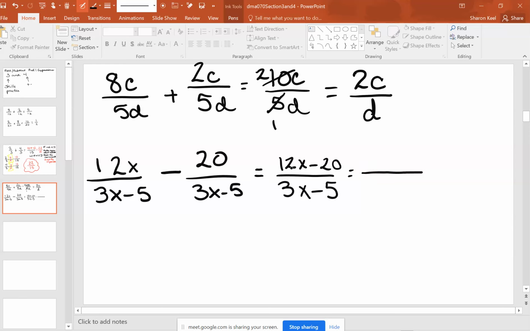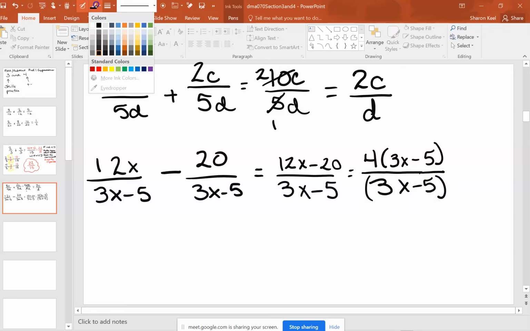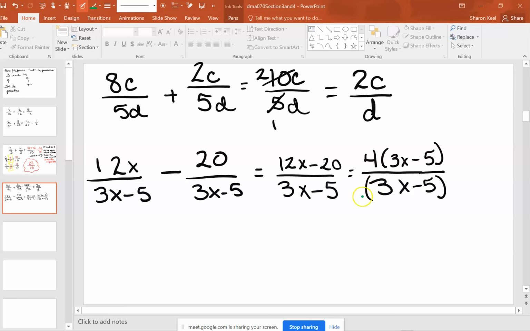In order to simplify, I would see if I could factor a common factor. These two both have a common factor of 4. When I factor 4 from 12x, I'm left with 3x. When I factor 4 from 20, I'm left with a minus 5. My denominator is the 3x minus 5. So, can I simplify anything here? Yes. That 3x minus 5 is going to cancel out, and my final solution here is just the whole number 4.